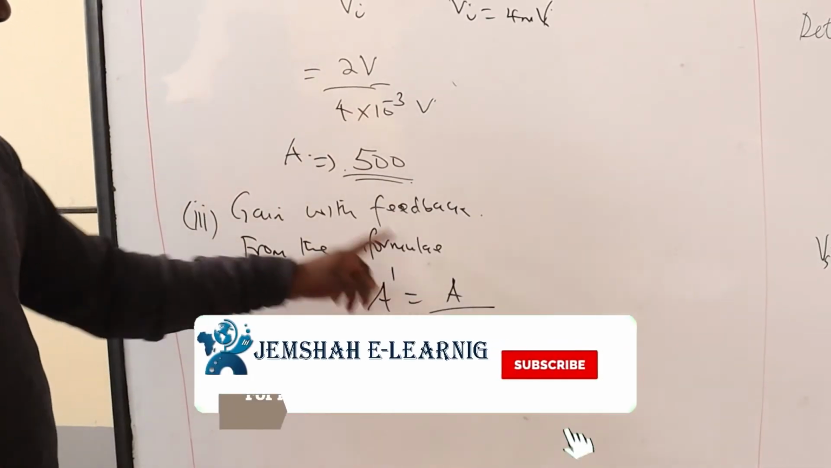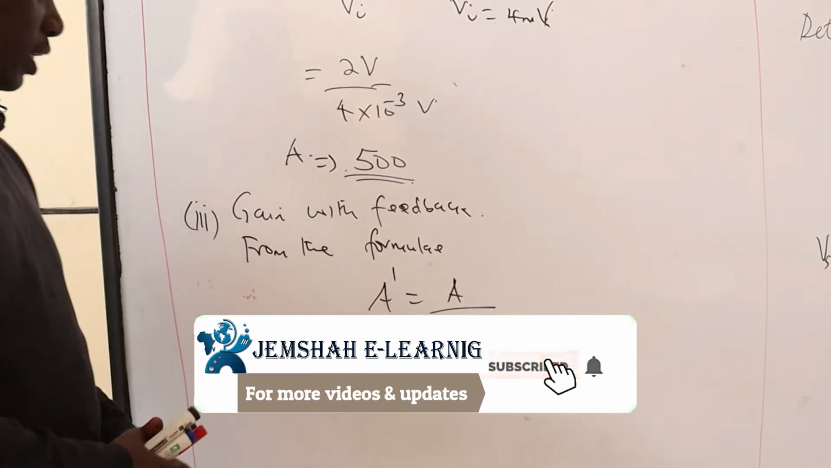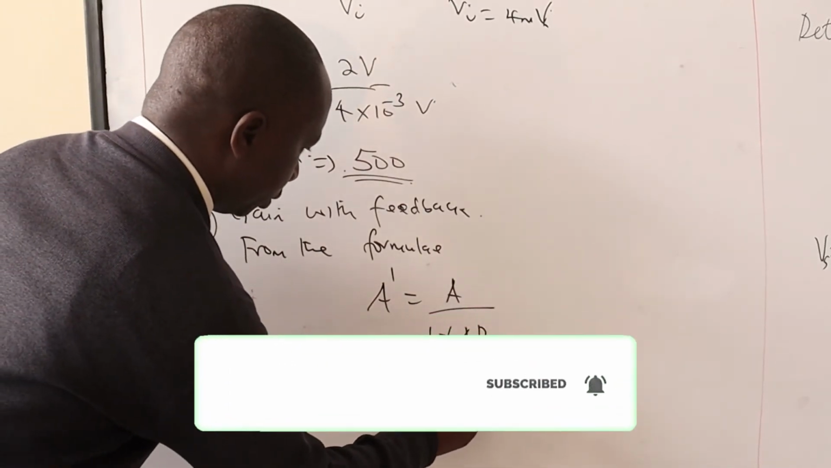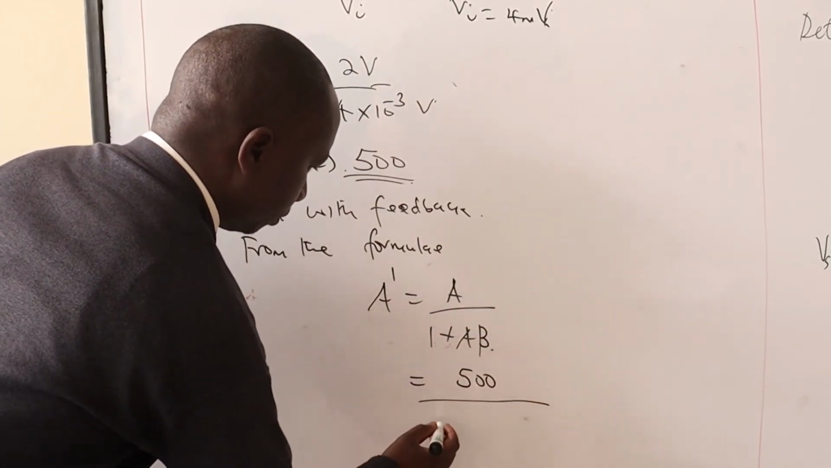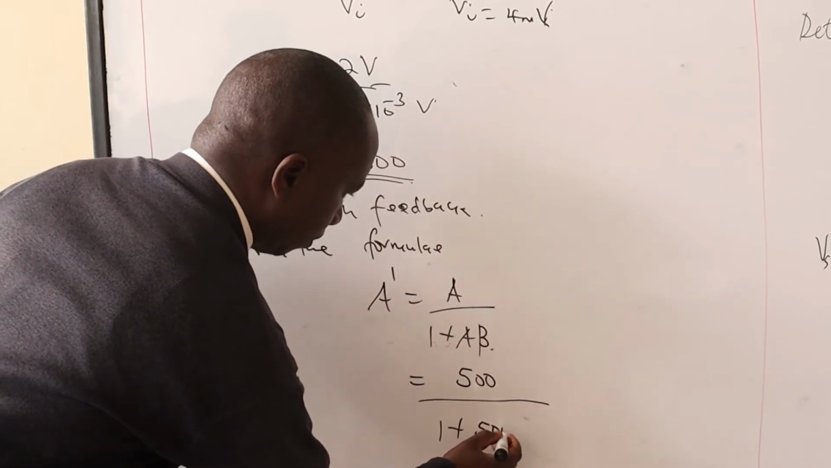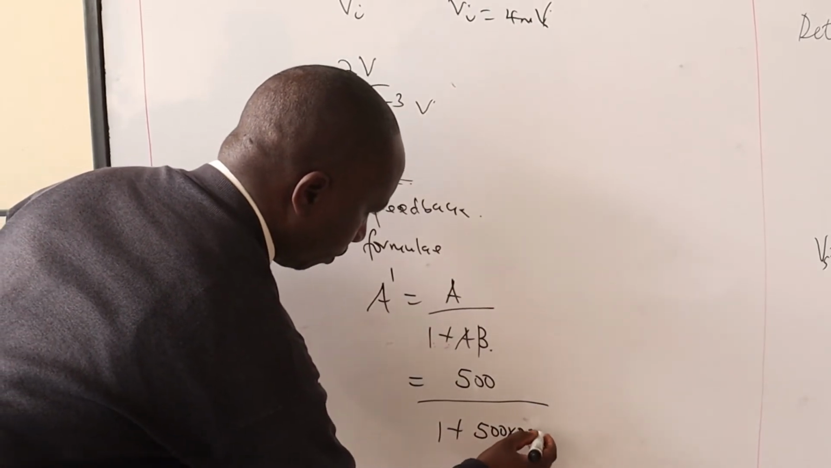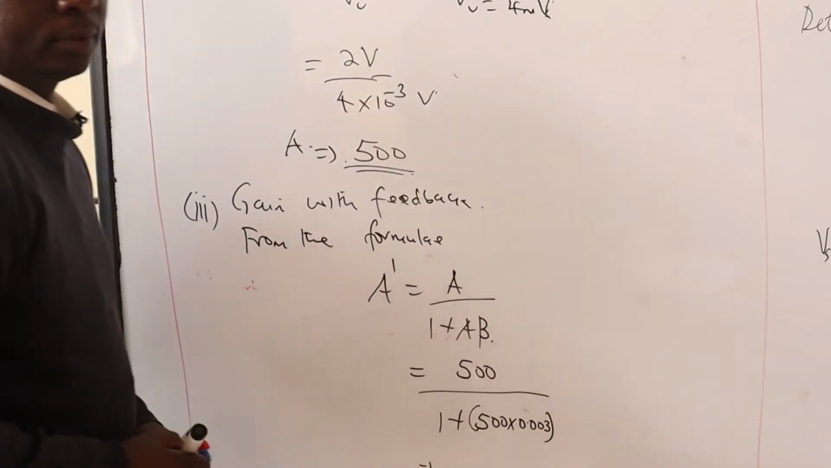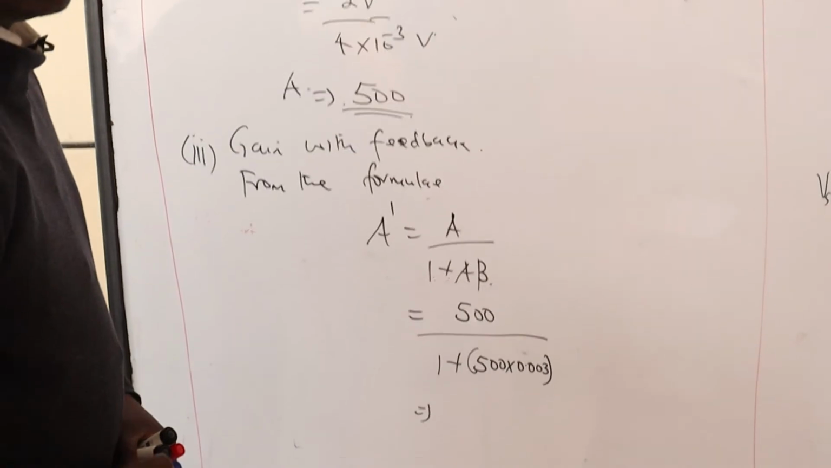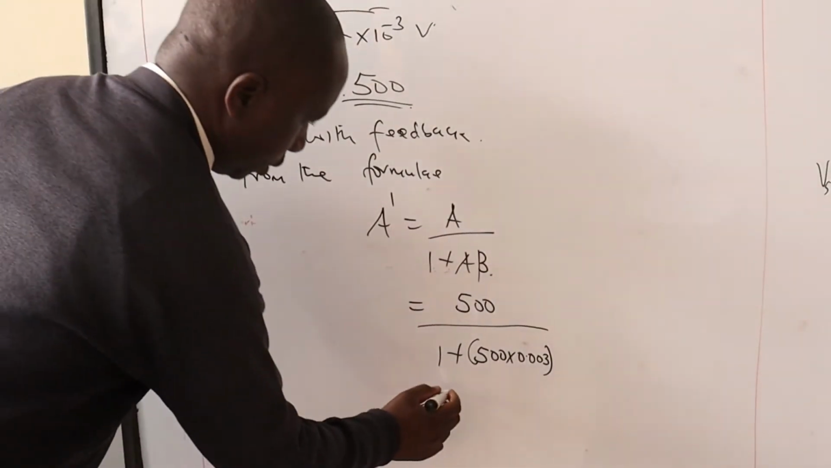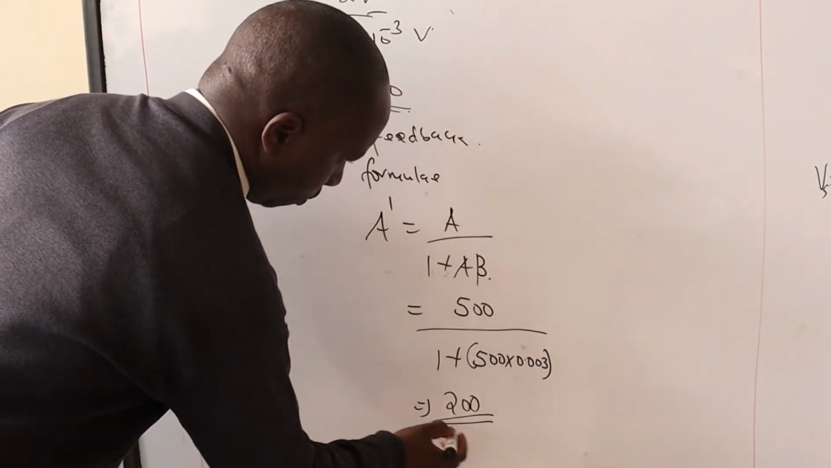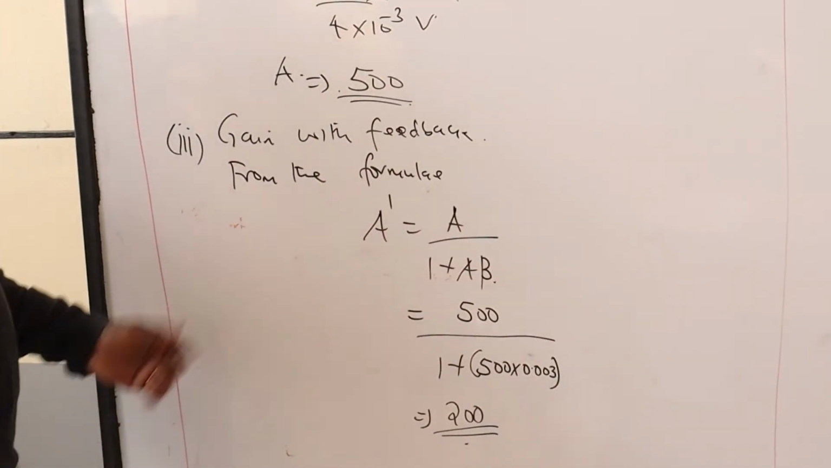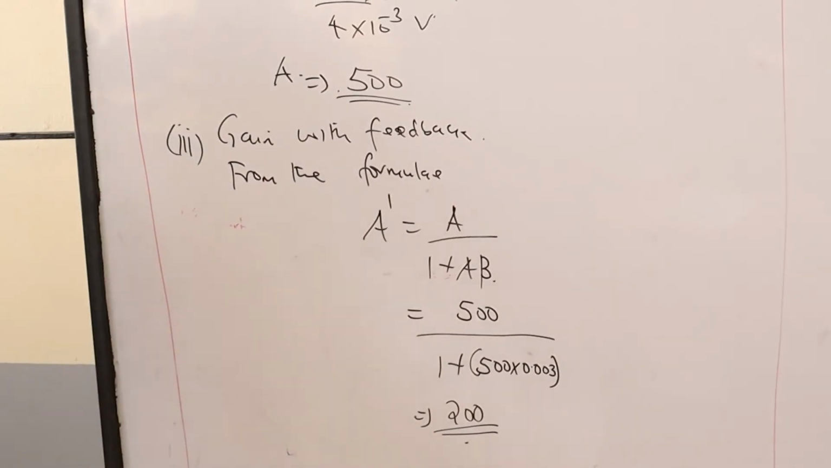Then we already know this one is given here, and we know beta. So we can now get the closed loop gain comfortably. Then we shall have our expression as, and this one is able to give us 200. So this is an example of an application of the formula in terms of the feedback.